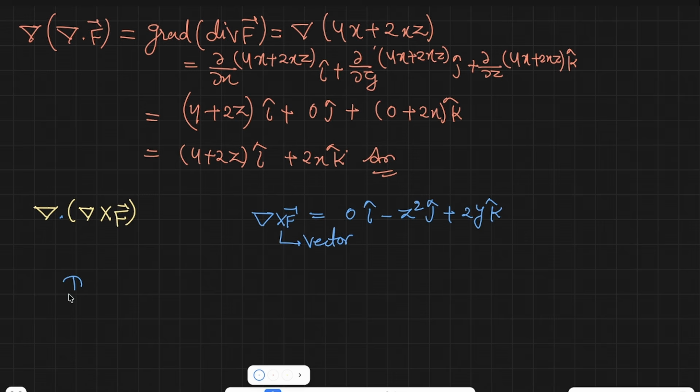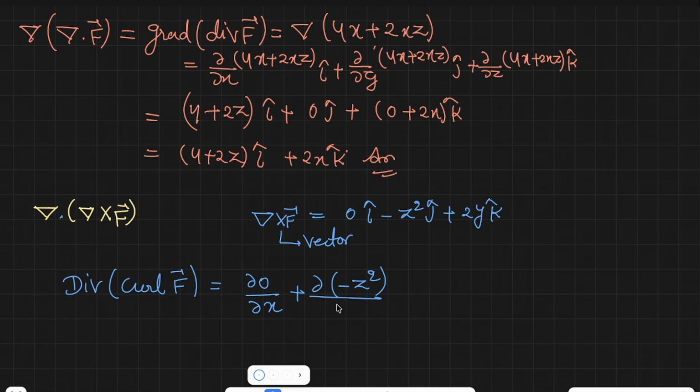So this is called divergence of curl f. Now you apply the divergence. That is basically dou f1, that will be 0 by dou x. There is no i, j, k left because i dot i will be 1. So it is dou by dou y of minus z square, and dou by dou z of 2y, that is going to be 0. Always remember, divergence of curl will be 0. Okay, this is how we can solve.